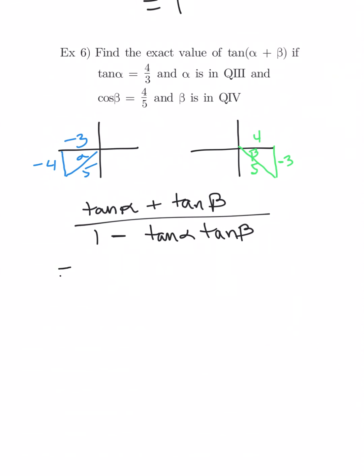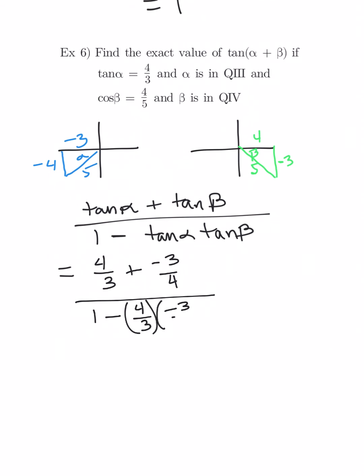Now substitute the values for each of those functions. The tangent for angle alpha is y over x, so it is 4/3. Notice that that's what they gave us. Plus the tangent for angle beta, y over x, is going to give me negative 3/4. That goes over 1 minus the two numbers we just used multiplied times each other. 4/3 times negative 3/4.